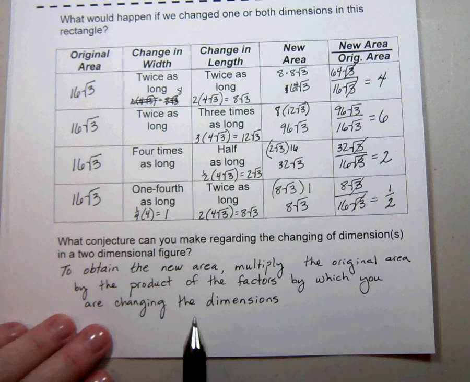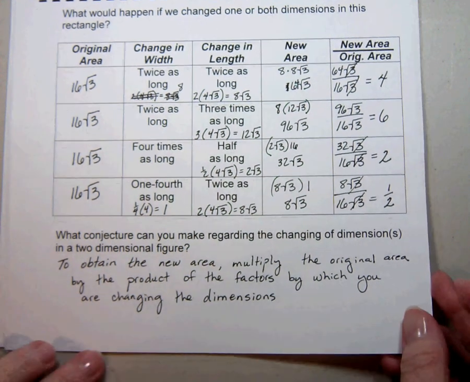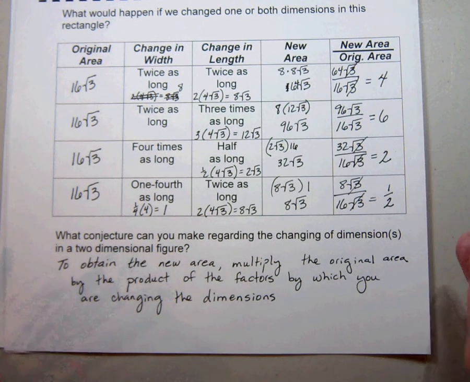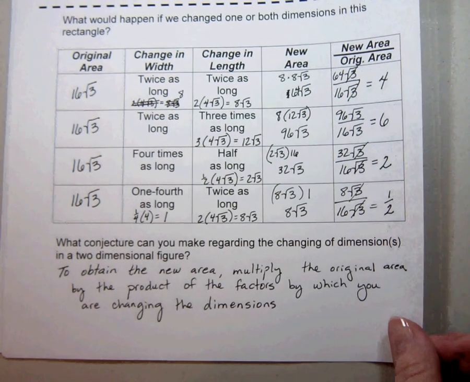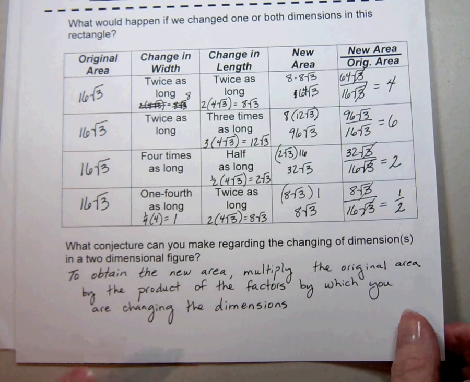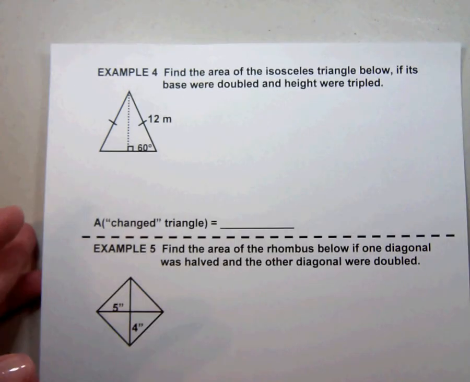Okay, let's use this on our next example so you'll understand a little better. What we're talking about is when you change dimensions on your shape, it's going to change the area. And the way you know how it's going to change is by multiplying the two things that you're doing to change it. The product of those factors. Okay, let's try one.